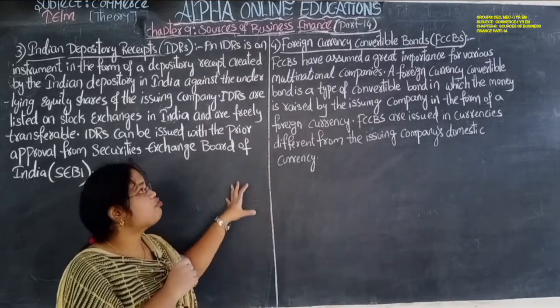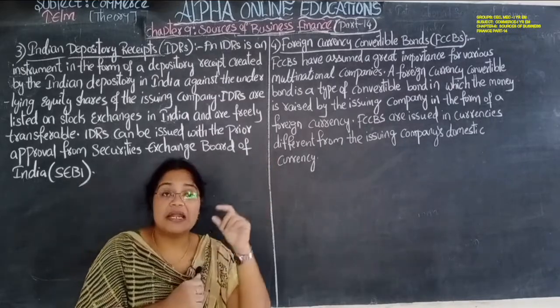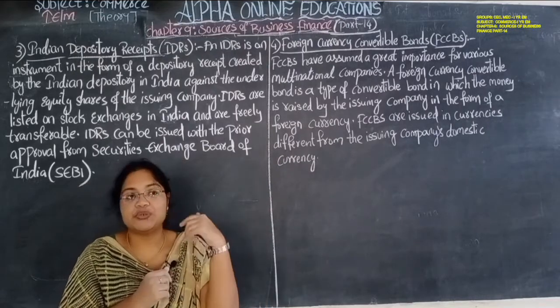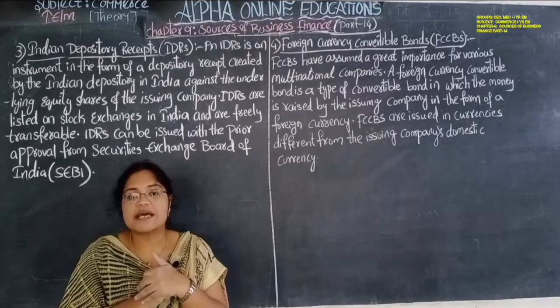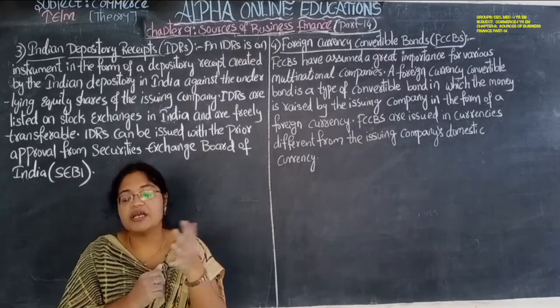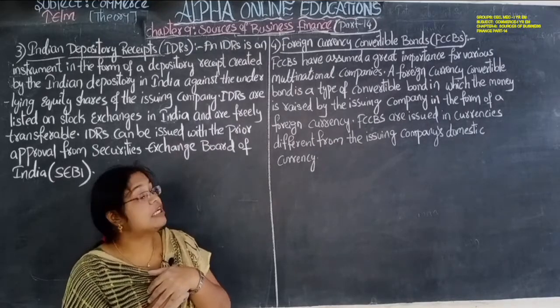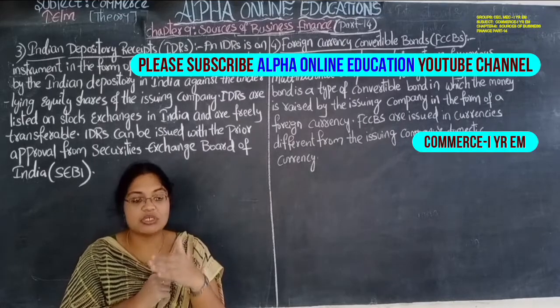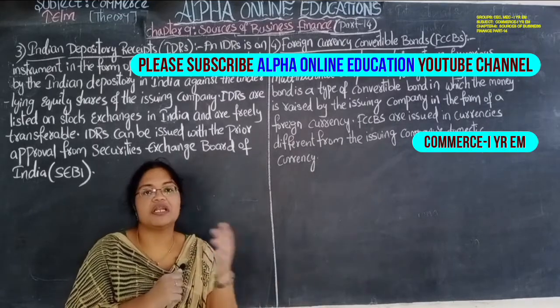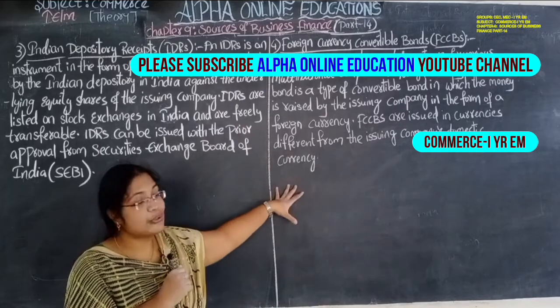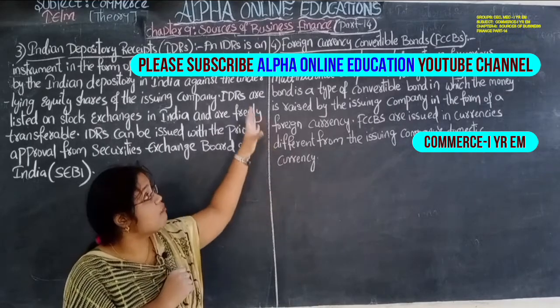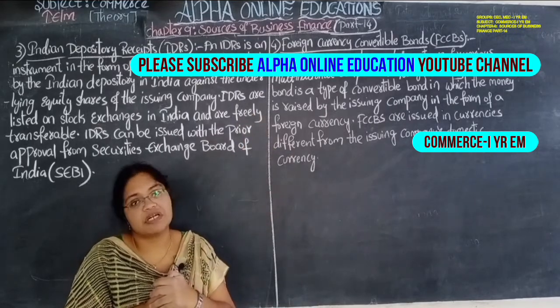So those types of currency issues, and the bond is a paper issue, a conversion of that currency into foreign currency that requires a bond, that is a convertible bond. We have to convert the Indian currency into foreign currency when we want to issue the foreign currency convertible bonds.